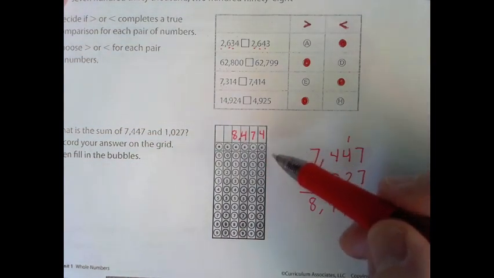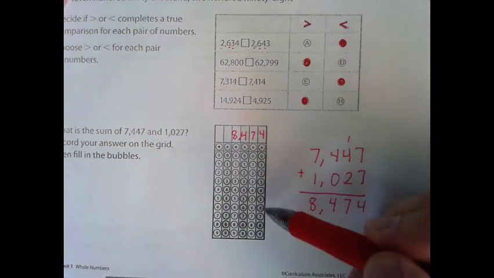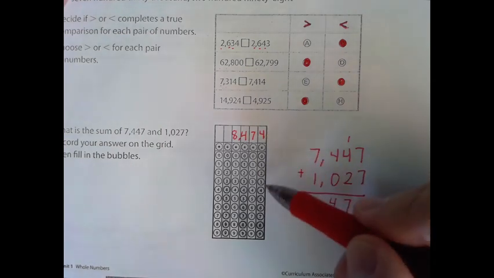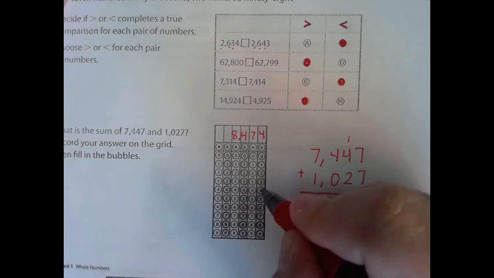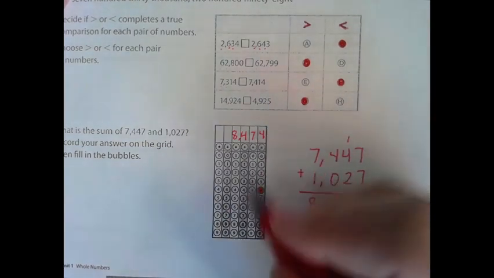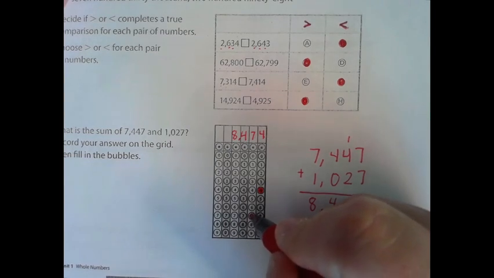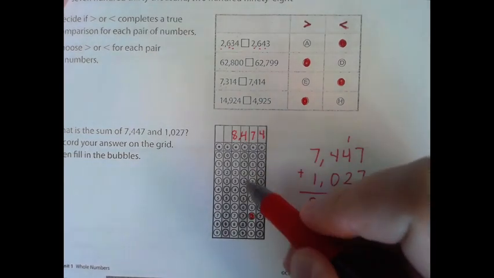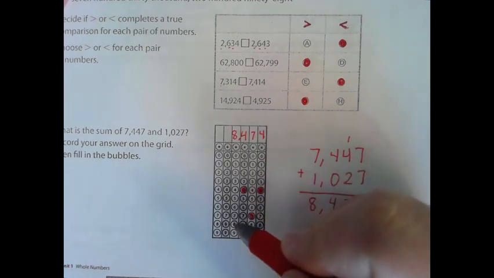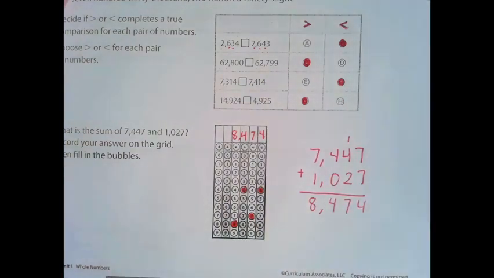And then what you do is you look for the digit down here to fill in the bubble. So see, since this one's 4, I'm going to find the digit 4, color that bubble in. 7, find the 7 here, color that bubble in. 4, find the 4, and then 8. All right, and there you go. There's your answer.